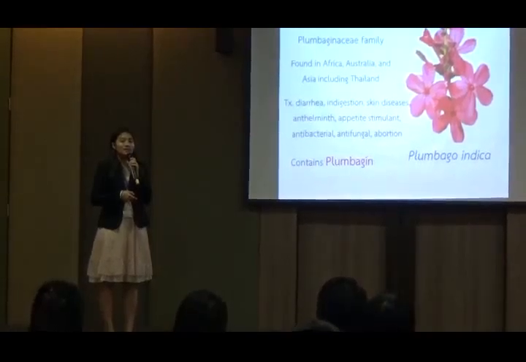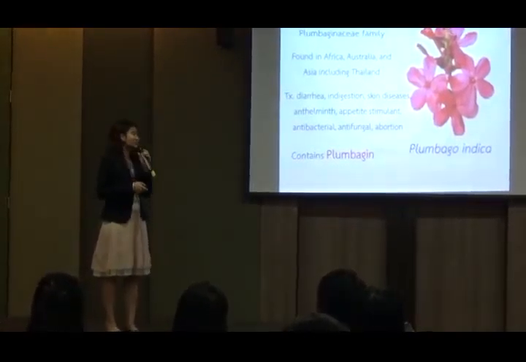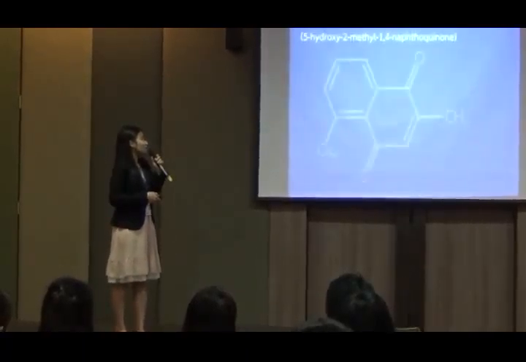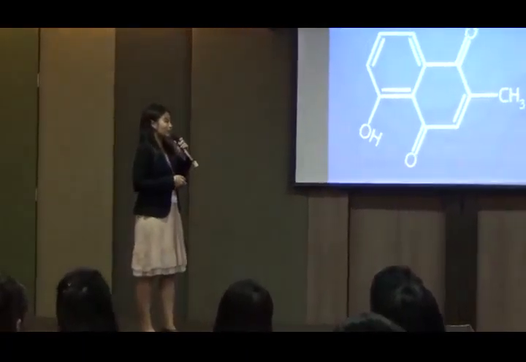It contains plumbagin as its main active constituent. Plumbagin, or 5-hydroxy-2-methyl-1,4-naphthoquinone, is a yellowish quinone compound found in several plants. It's an active constituent in Plumbago species, which is where the name plumbagin came from, and is found especially high in P. indica roots.